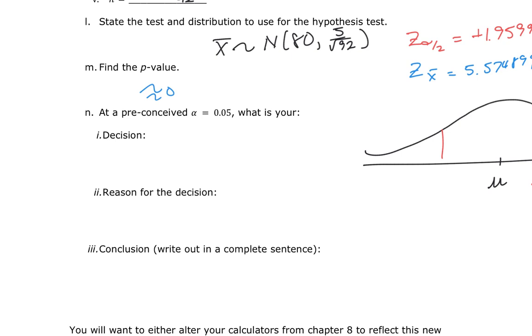So what am I going to do? I'm going to reject that belief that women work 80 hours. That's actually not true. So reject. Why? Because my p-value is much less than my alpha. So I'm going to reject the null hypothesis. You're going to notice that every time I say this, it's pretty much the same thing over and over again. I'm going to say, on the 5% level of significance, there is sufficient evidence to reject the conclusion that women work on average 80 hours per week.